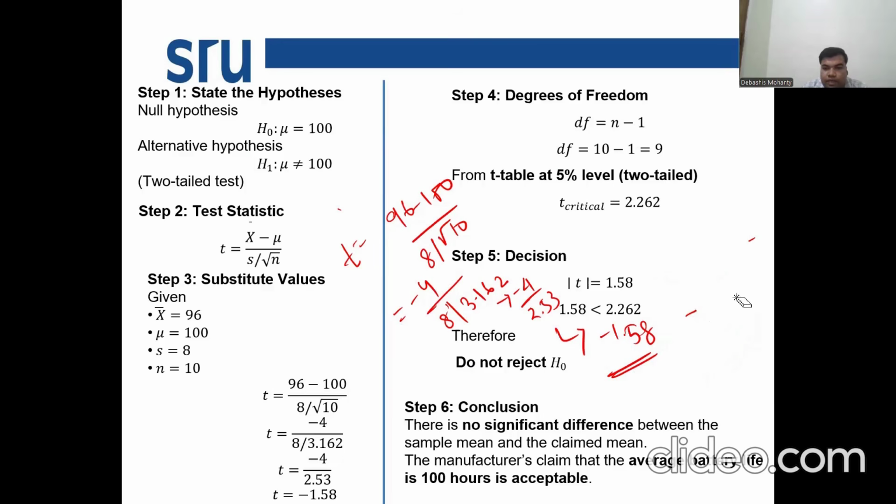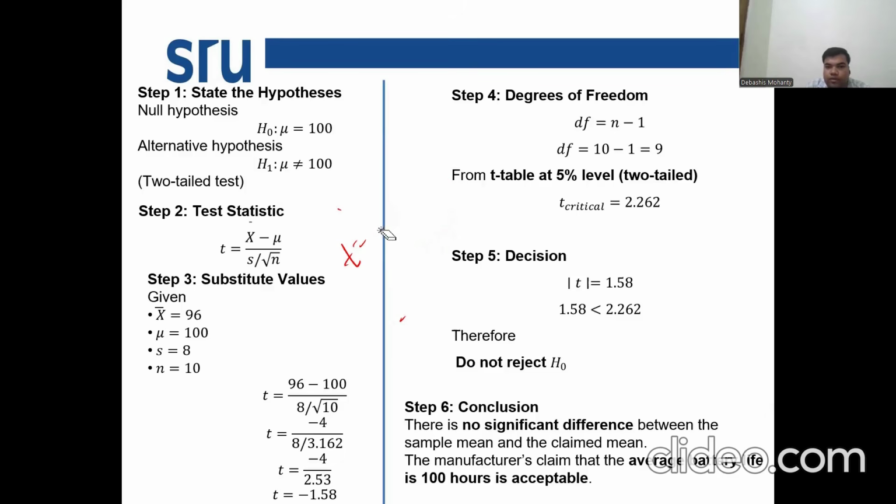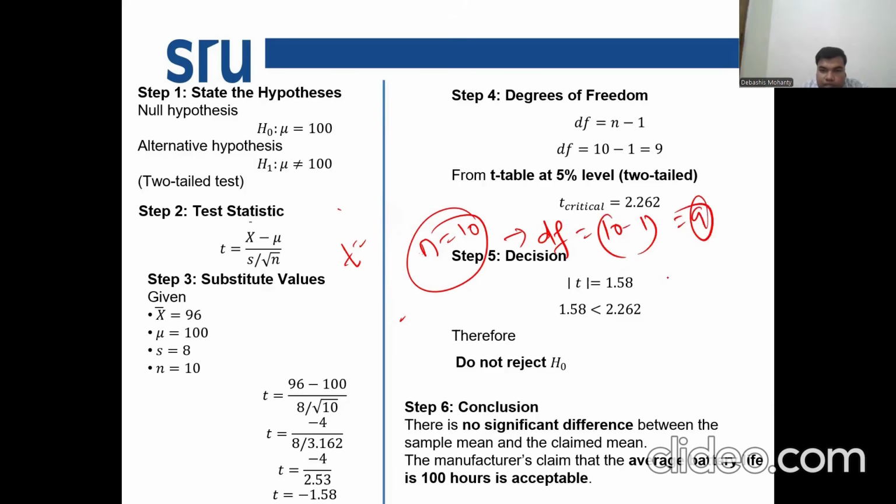Okay. After defining this t value, we have to calculate the degree of freedom. So degree of freedom, how to calculate that? Degree of freedom df equal to n minus 1. So df equal to n minus 1, what is the n value? N is given 10. So df equal to 10 minus 1, that is 9.